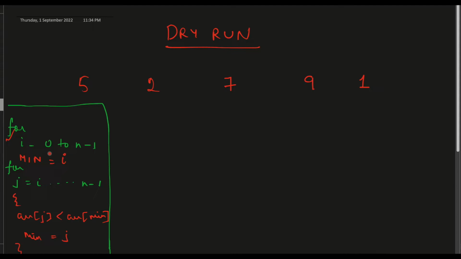So the outer for loop is going to run from 0 to n-1 and the inner for loop is going to run from j equal to i, and this is also going to run till the end. At the beginning of the inner for loop, we are going to use this minimum variable, which is initially equal to i, but later on we are going to manipulate the variable.